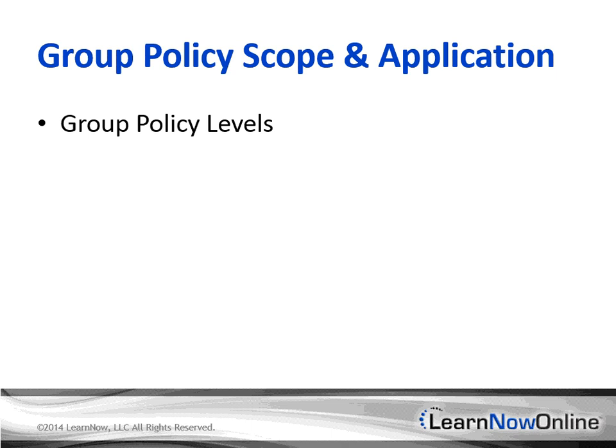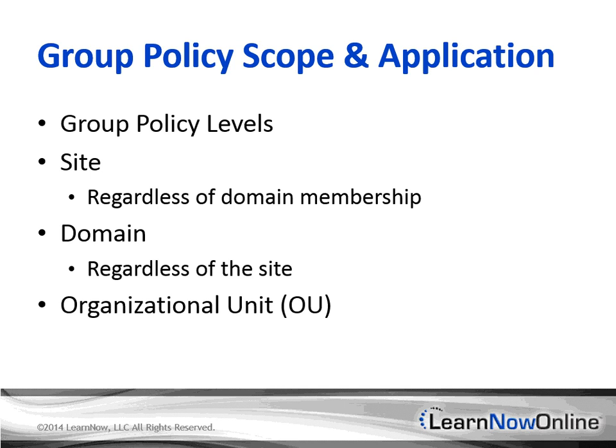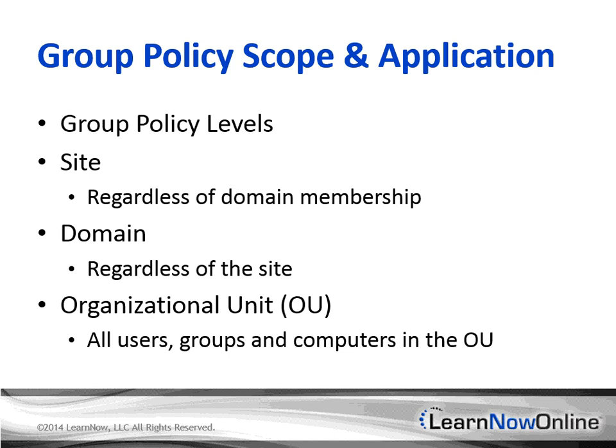Now, the three group policy levels are as follows. The first is site, and these settings apply to all users, groups, and computers in the Active Directory site, regardless of their domain membership. The second is domain, and these are settings that apply to all users, groups, and computers in the Active Directory domain, regardless of the site that they're located in. And then finally, there's the organizational unit, or OU. These are settings that apply to all users, groups, and computers in that particular OU.